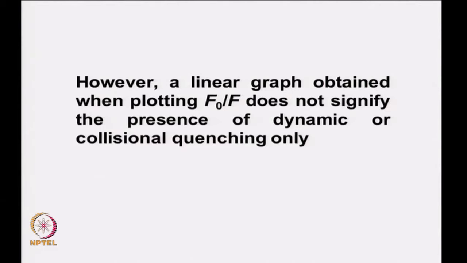Now, as you saw, this was a linear graph, but does a linear graph guarantee that you are having dynamic or collisional quenching? It says, however, a linear graph obtained when plotting F0 by F does not signify the presence of dynamic or collision quenching only. Now this is extremely important.